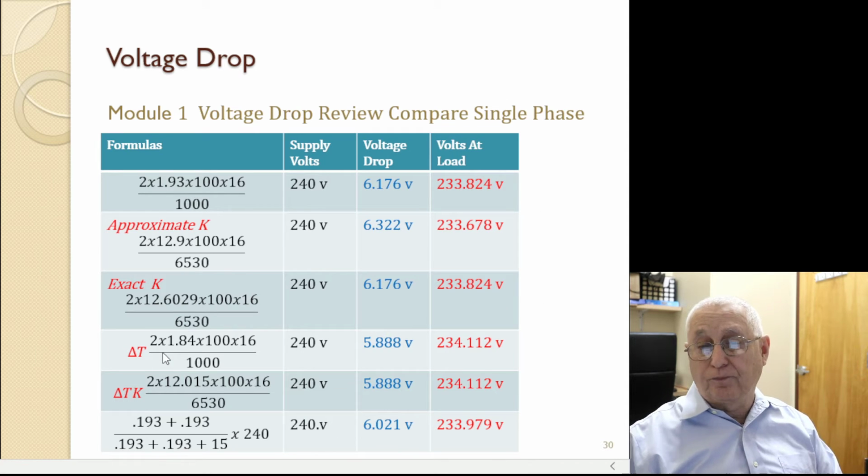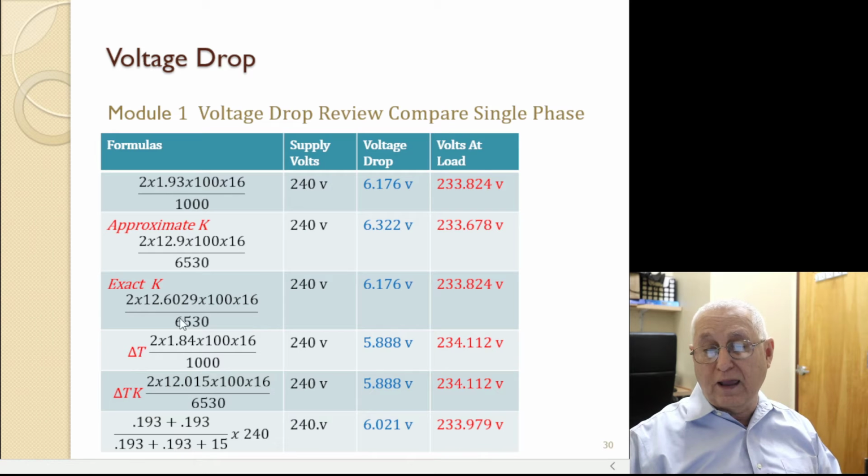Temperature change. This is where we calculated our temperature change, and we used it in the formula. 2 times 1.84. Instead of the 1.93 ohms per 1,000 feet of table resistance value, we did a calculated value for temperature change and got 1.84 ohms times 100 times 16 divided by 1,000. And that's going to give us 5.888 volts, 234.112 volts at the load.